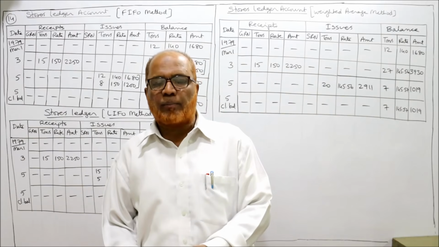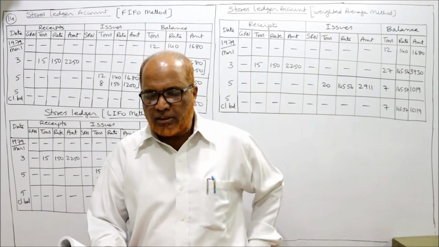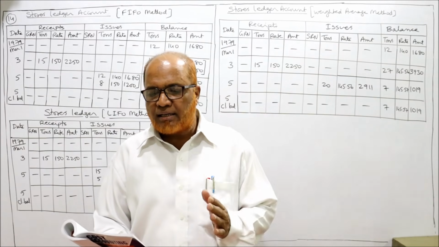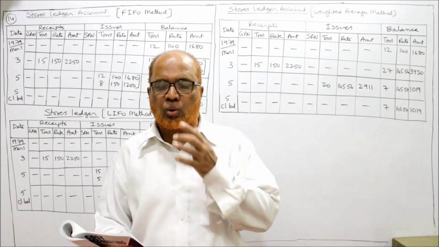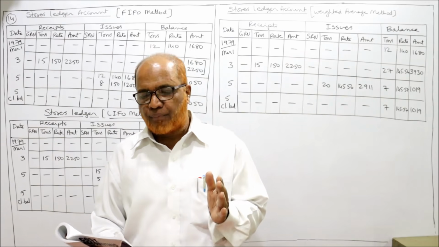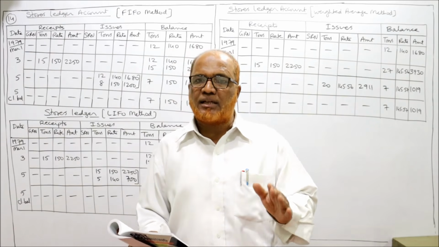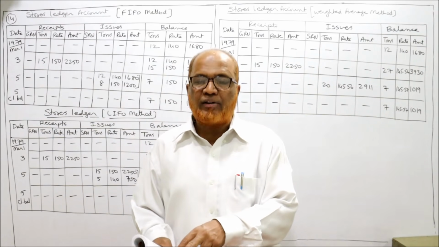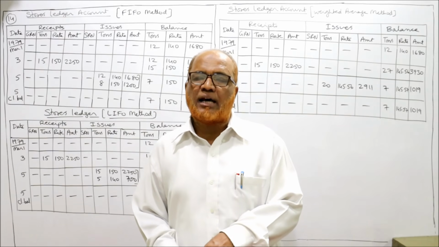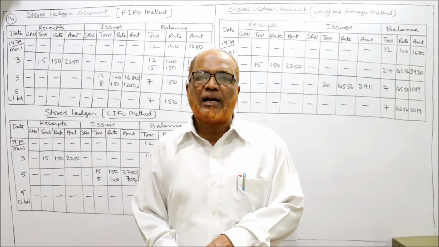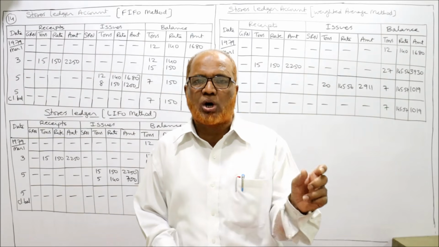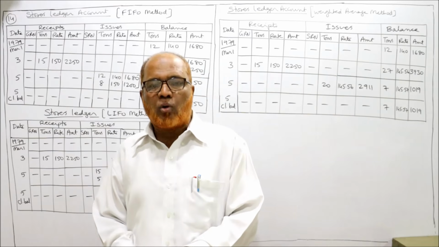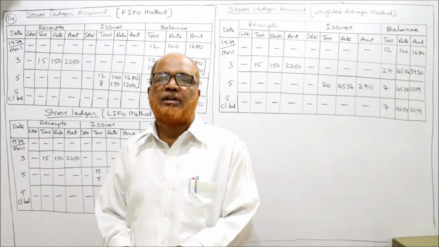Now we start the next problem, problem number 14. See the 14th problem. On 1st March 1979, 12 tons of material was in stores. That means this is the opening stock. On 1st March 1979, there is an opening stock of 12 tons, which was valued at the rate of 140 per ton. The per ton rate is 140 and 12 tons are there in the opening stock. Then on 3rd March 1979, 15 more tons was received at 150 per ton.